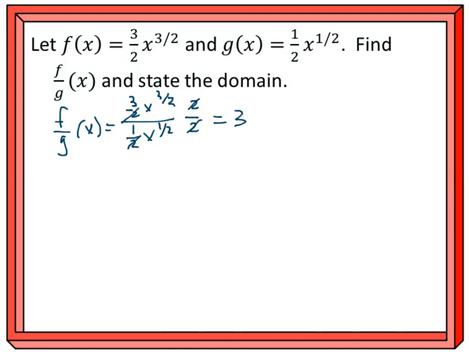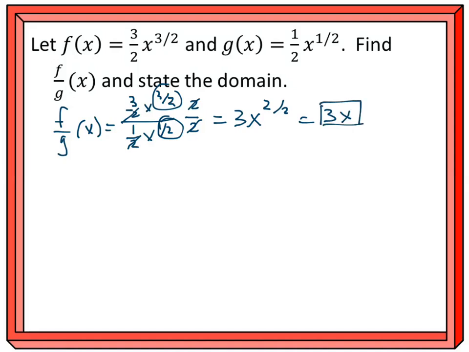And now I'm dividing the x's, and whenever I'm dividing with like bases, I subtract the exponents. So 3 halves minus 1 half is 2 halves. 2 halves is the same thing as just 1. So this is equal to 3x.